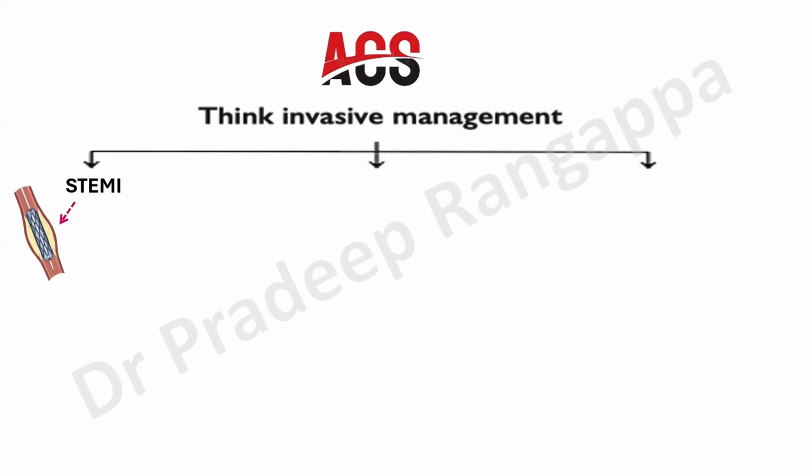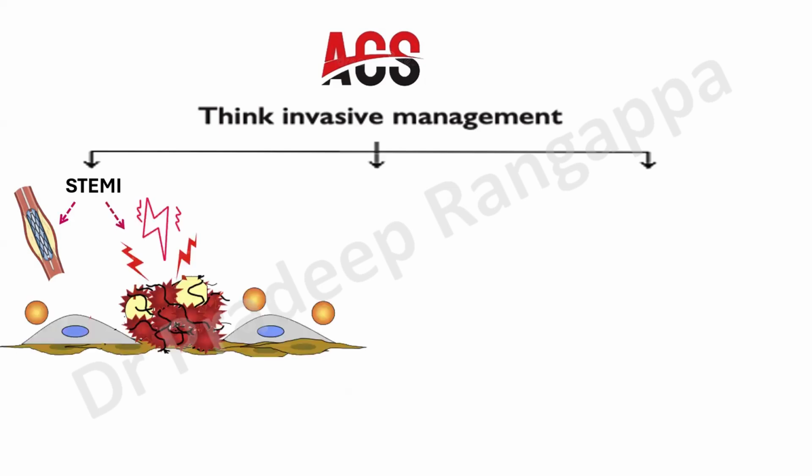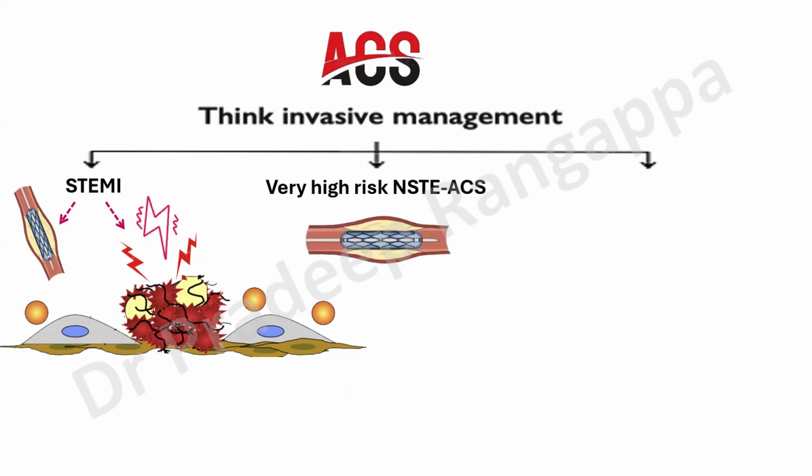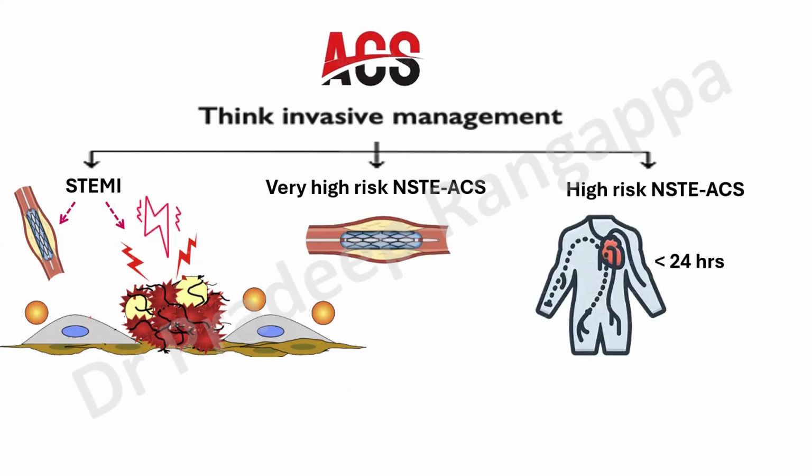If it is ST elevation MI, I'm sure all of us know that percutaneous intervention by placing a stent is the way to go. But if there is no facility available for percutaneous intervention, then thrombolysis has to happen to lyse the clot, and after that they also need to be subjected to percutaneous intervention. Even in high-risk non-ST elevation ACS, in my training days it used to be more medical management. Now, even in these settings, it is more percutaneous intervention.